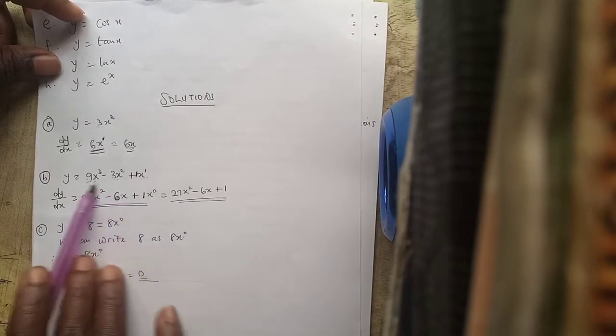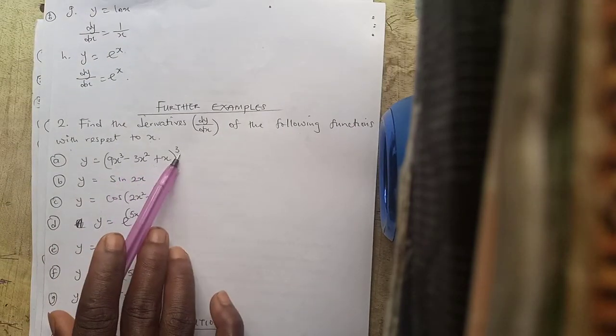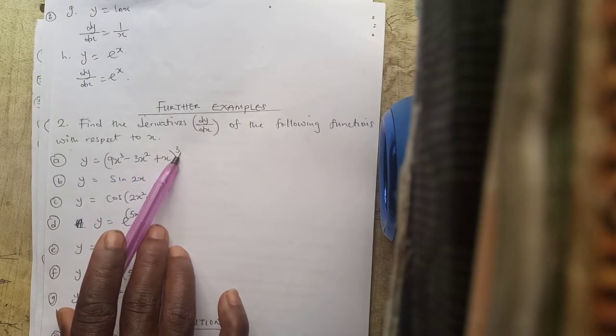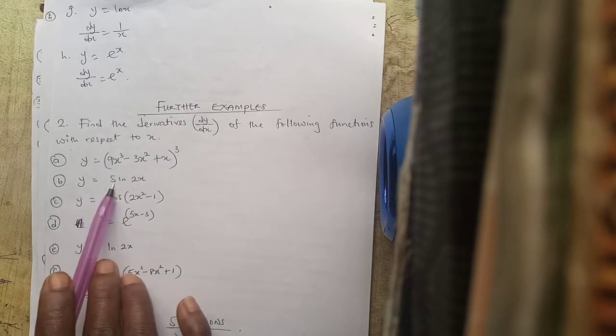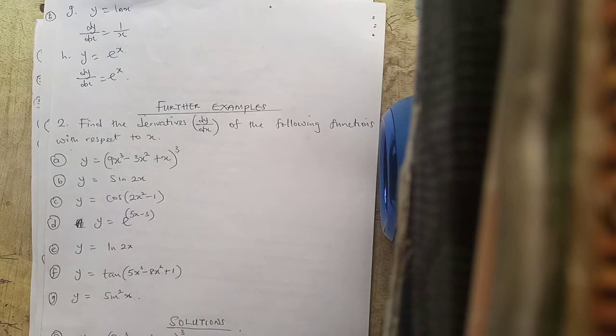But this same question now is carrying a power of 3. How do we do this? This is the application of chain rule. The second one, y equals sine 2x. The table did not tell us about differentiating sine 2x with respect to x. The table only told us about differentiating sine x with respect to x.